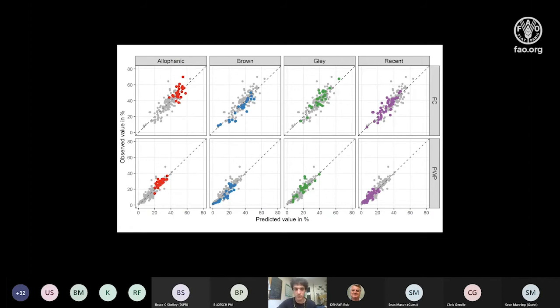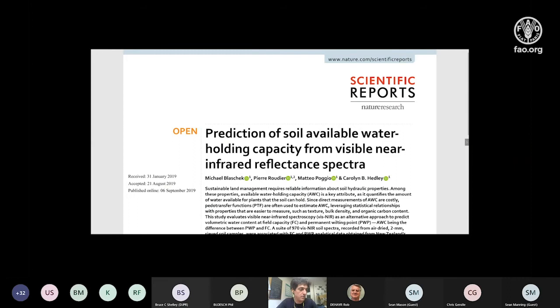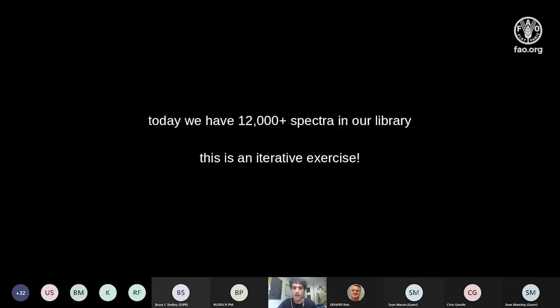Here you can see the split of that performance for field capacity and permanent wilting point, depending on the four major soil orders in New Zealand. The one we are most interested in is the last one on the right, which is the recent soil, typically what you'd find in Canterbury, where irrigation has been really blooming over the last 10 to 50 years. If you need more detail and more discussion about whether we should do this or not, that's in an open access paper published last year. So today we have 12,000 plus spectra in the library. That's an iterative exercise, which means that it's still growing.